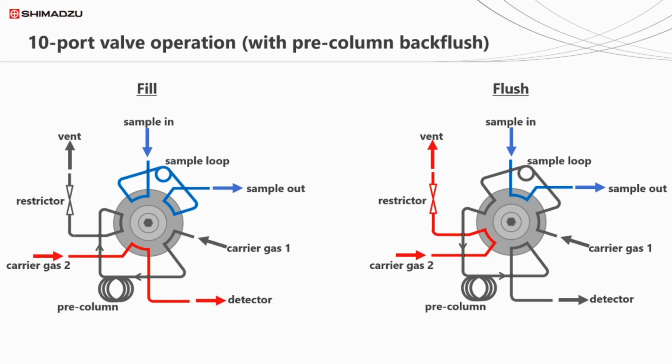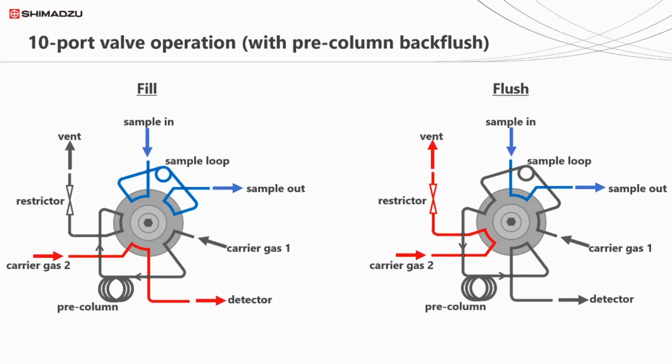Here's the 10-port valve in a static diagram. In the fill position, the system is essentially the same as the 6-port configuration, except we have an additional line that runs through a pre-column and out to waste. When we flush the sample, it flows through the pre-column and onto the analytical column. It's important we select a pre-column that retains the unsuitable analytes very well, but has minimal retention of the analytes that are safe to put onto the analytical column.